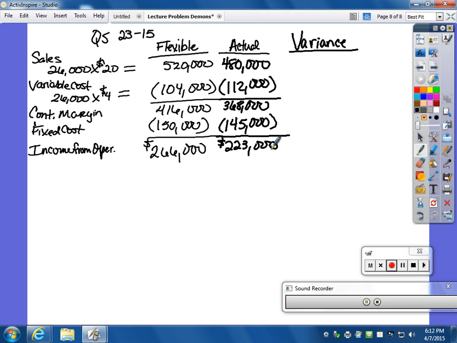All right, so the variance between the two, going all the way down: 480,000 from 520,000 is how much of a variance? 40,000. 112,000 from 104,000? 98. 98,000.